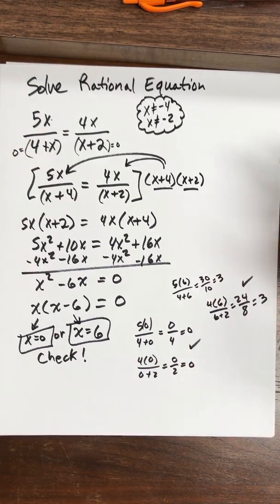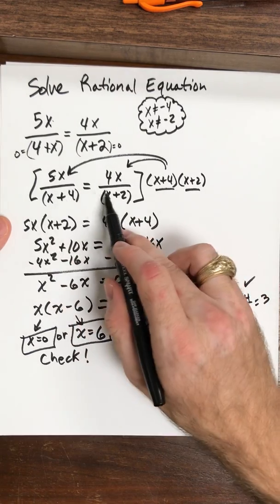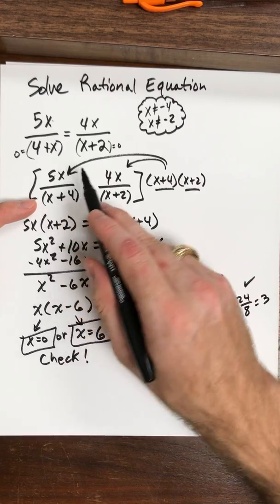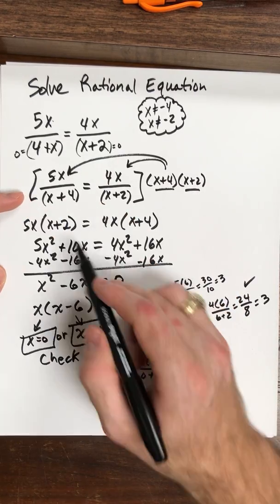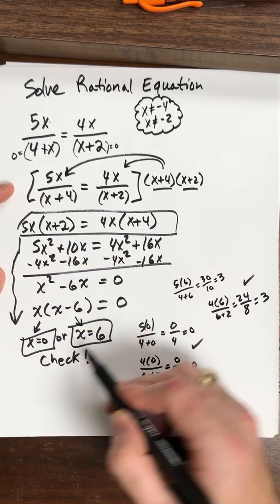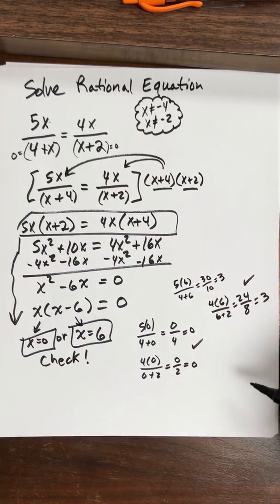All right, so that's the key there. Figure out what the common denominator is, and then multiply everything through, and then see what happens after you get rid of those fractions. Work your algebra, get down the answer, and then check it.